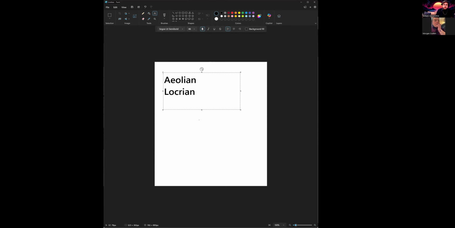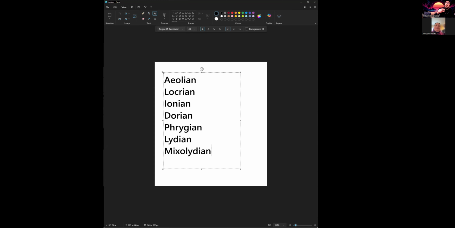Locrian, and then we have Ionian, Dorian, Phrygian, Lydian, Mixolydian, and then we're back to Aeolian again. Now these are called modes, okay?